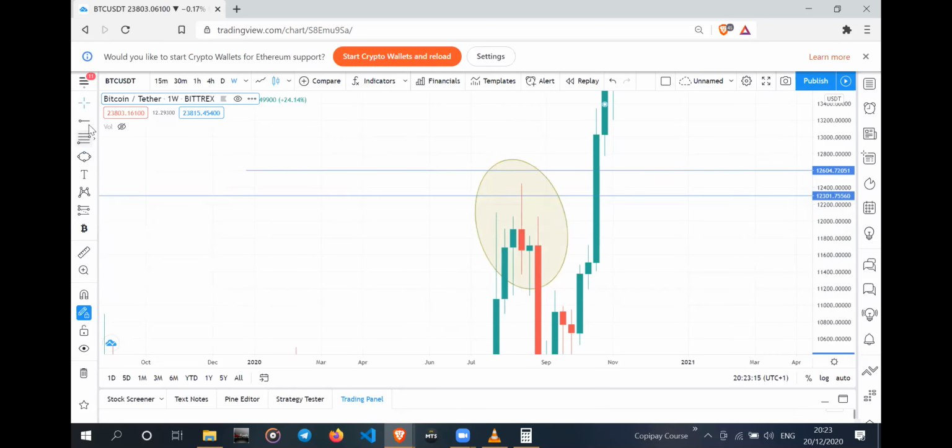So where's the neckline? Over here. What matters is the story. Remember that. Price is showing rejection from this region, from our point of interest, from a key level. Remember, key levels are support and resistance zones. So over here we have rejection.